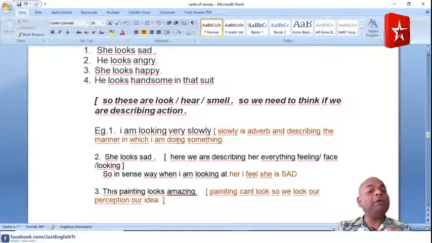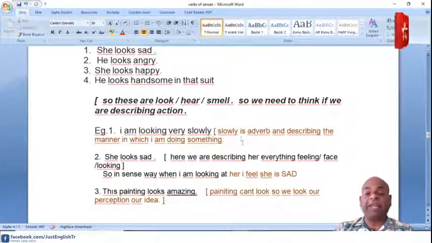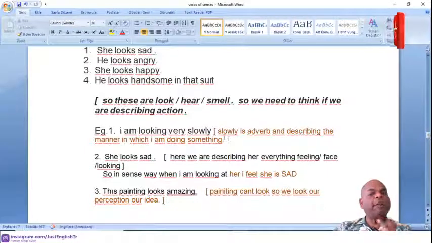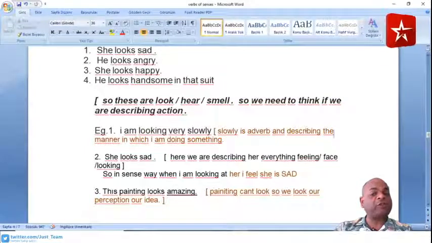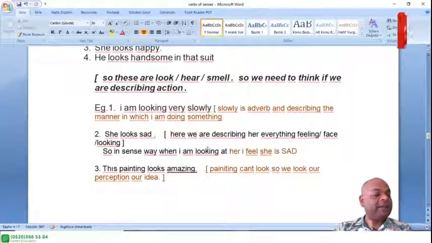Now, I'm looking very slowly. For example, guys, look at the information I gave in the brown writing, the brown color. It says, slowly is an adverb describing the manner in which I'm doing something. All right, there we go.